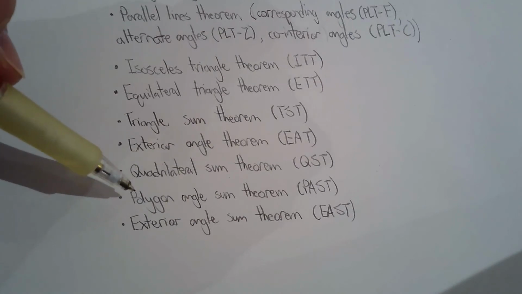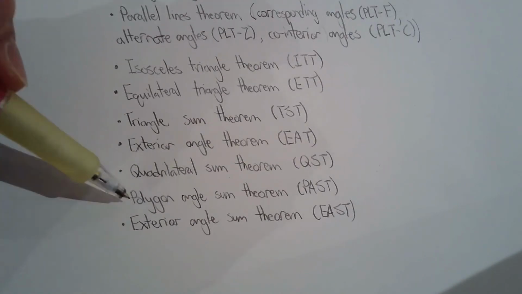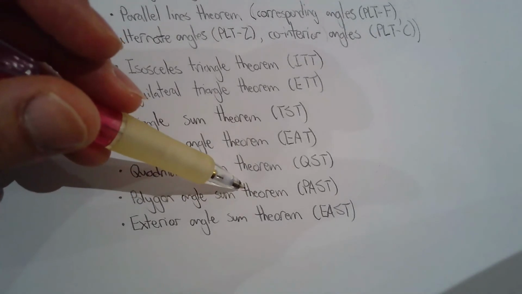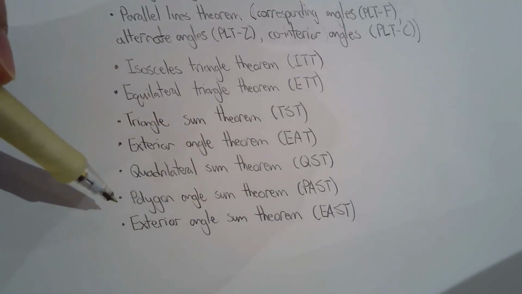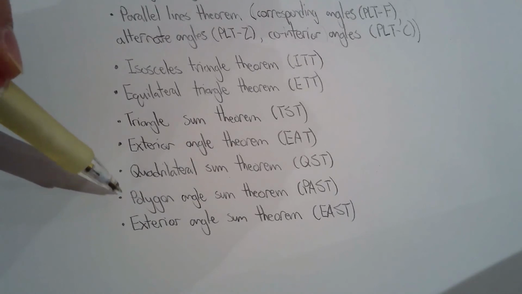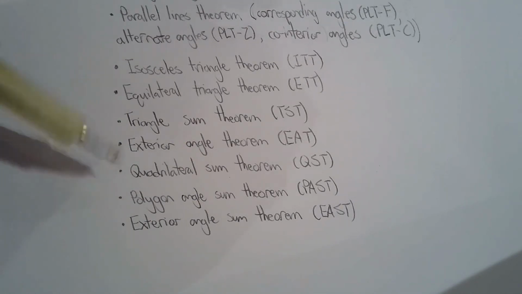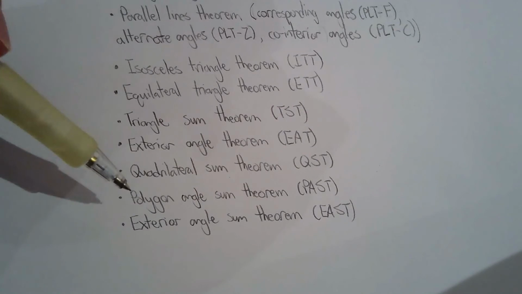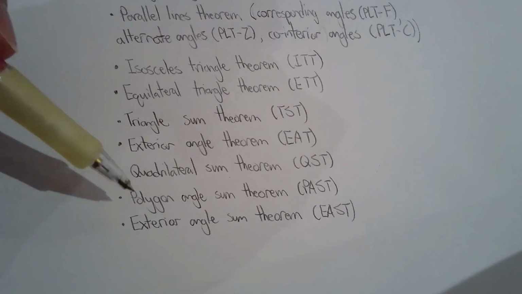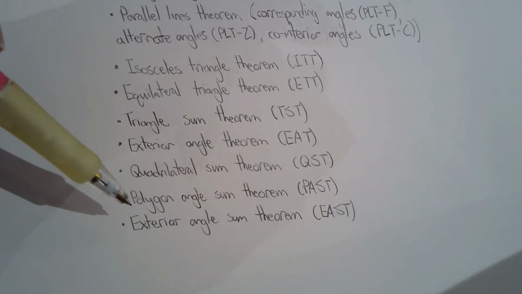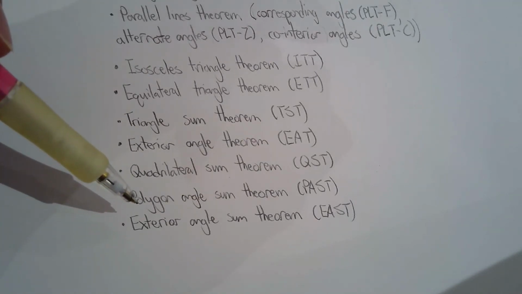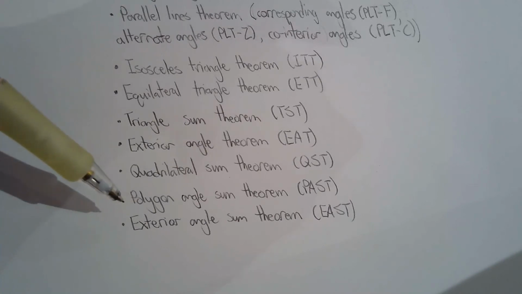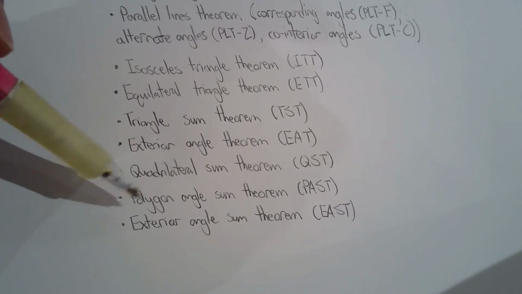The last two, I would argue, are the most important, because if you know the polygon angle sum theorem, which tells you how to find the sum of the interior angles of any polygon, you don't really need the triangle sum theorem or the quadrilateral sum theorem. But anyways, the polygon angle sum theorem, or some people call it the polygon interior angle sum theorem, tells you that the sum of the interior angles is always equal to 180 degrees times n minus 2, or 180 degrees n minus 360 degrees.